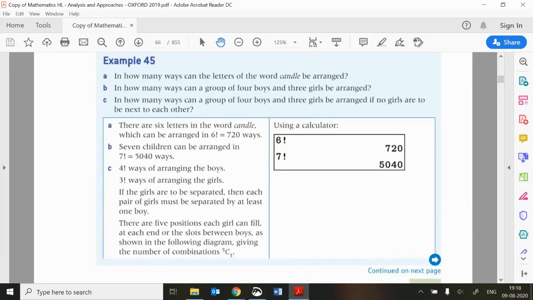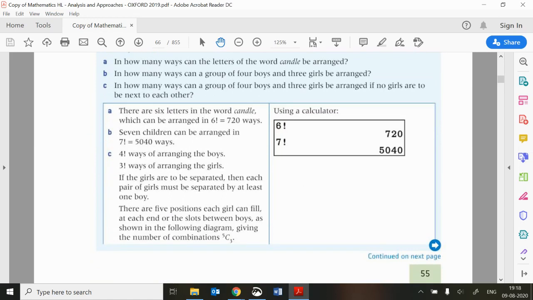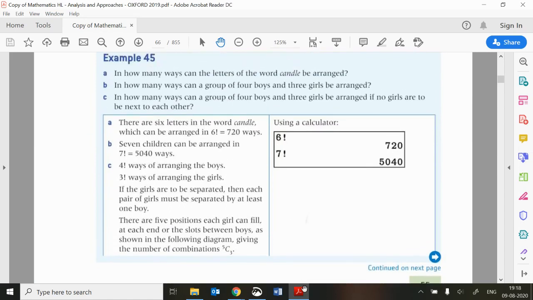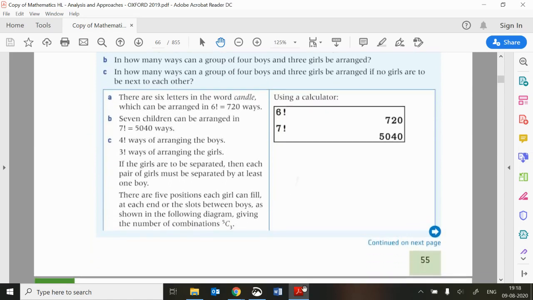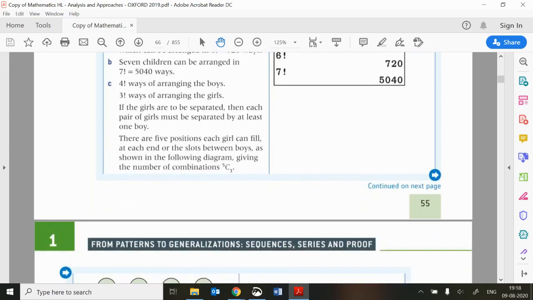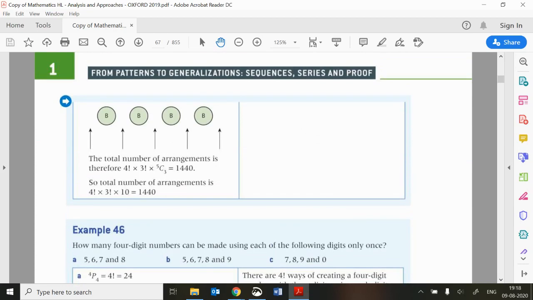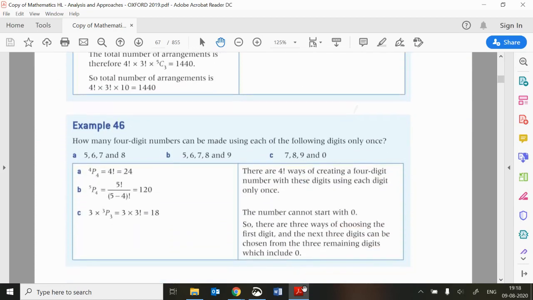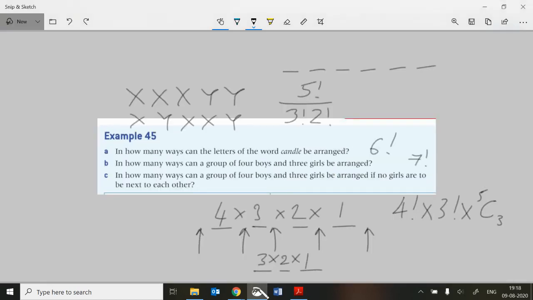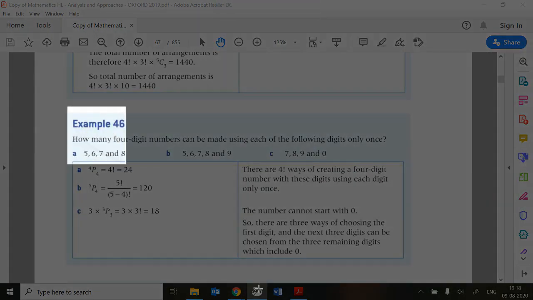Okay, let's just have a look at the answers there. So we have 720, 5,040, and then we have 4 factorial, 3 factorial, yes, and times by 5 choose 3. Okay, good. So that came up with 1,440. Okay, example 46.